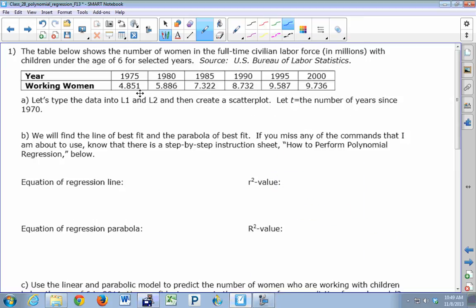Okay, so let's take a look at our first data. So pull out your calculators, please. And we'll review the steps. And if you have forgotten the steps, the end of these lecture notes has all of the steps written out for you, on the next to the last page for polynomial regression.